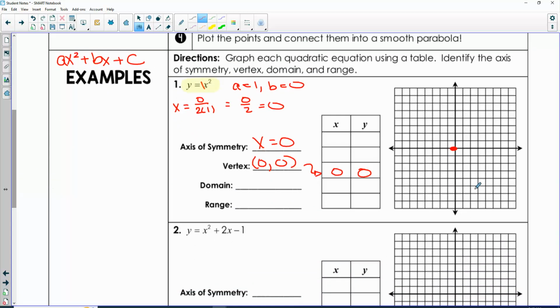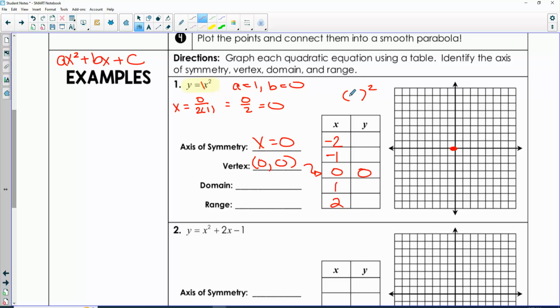Now I'm going to put in some more numbers. I want numbers bigger than 0 for my x, so I'm going to put in a 1 and a 2. And I also want smaller than 0, so negative 1 and negative 2. So that's why we put it in the middle, to remind ourselves we need numbers bigger and smaller. To get y, you are plugging all of these into the equation. The equation is just whatever you put in squared.